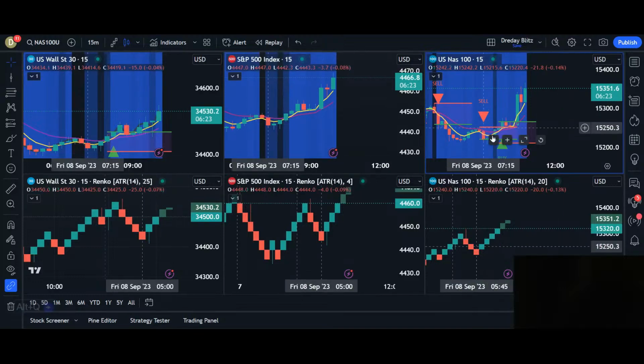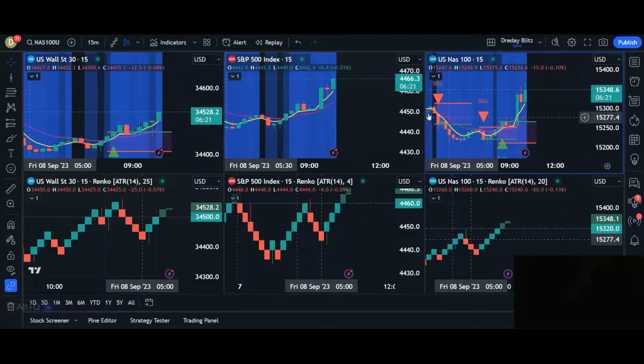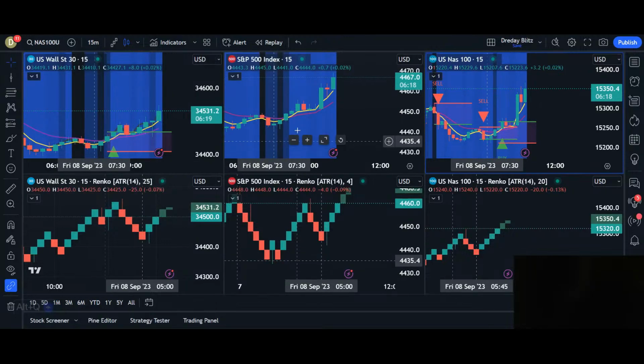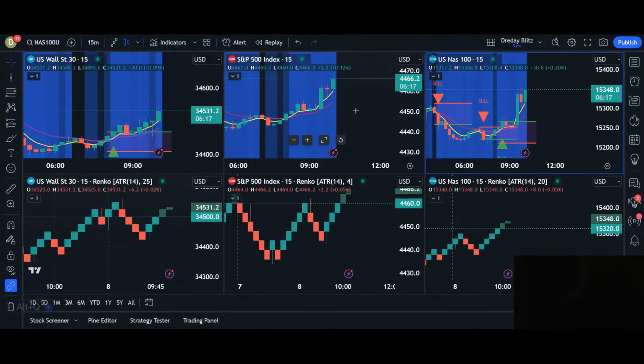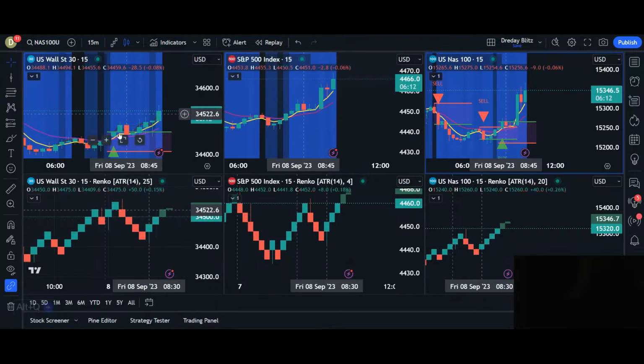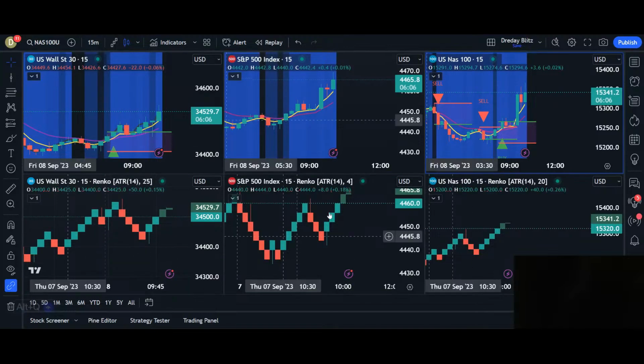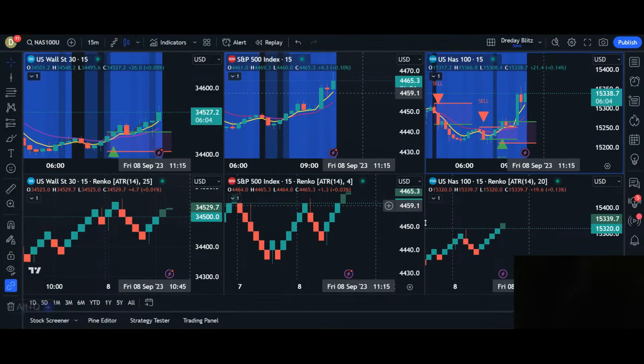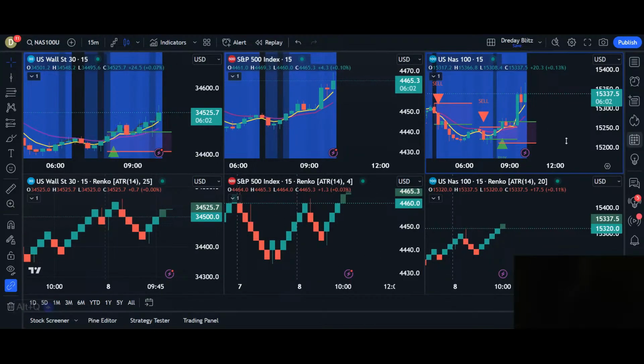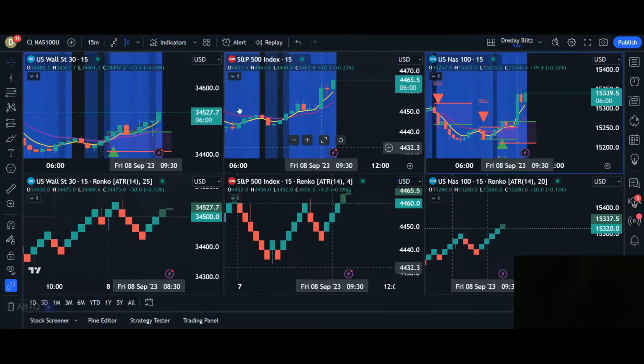So Nasdaq is still long here since 8:15 based on EMX AI. Still long on S&P 500, and we're still long on US30. So we had a signal at 8:15 or 8:30. And if you look at the Renko bars, it's still showing a long setup.